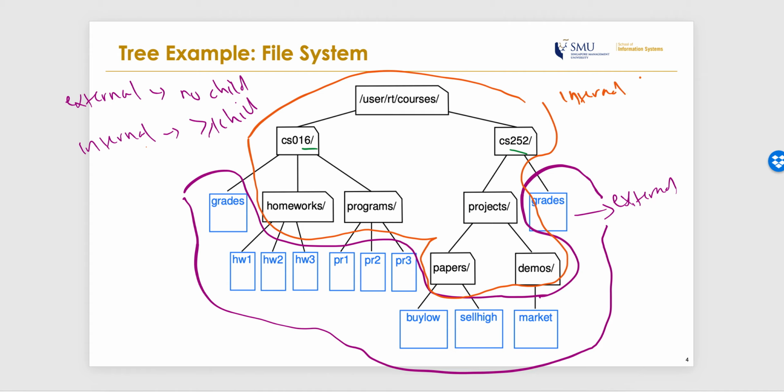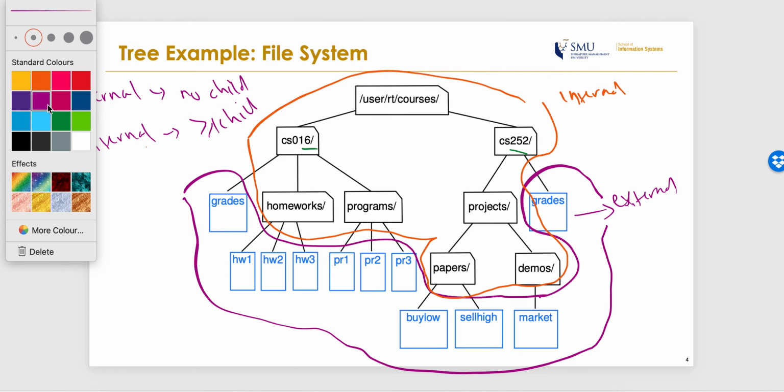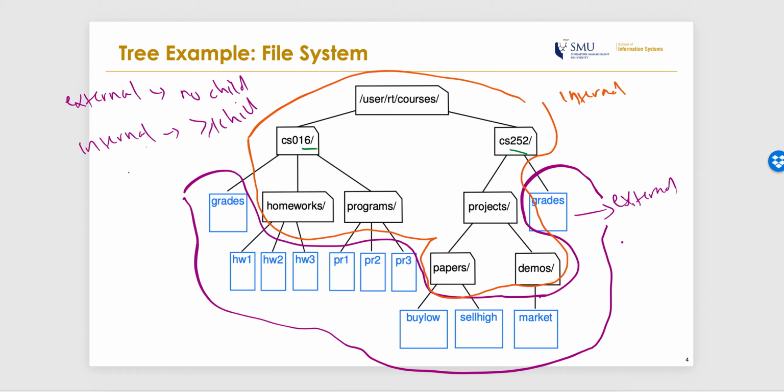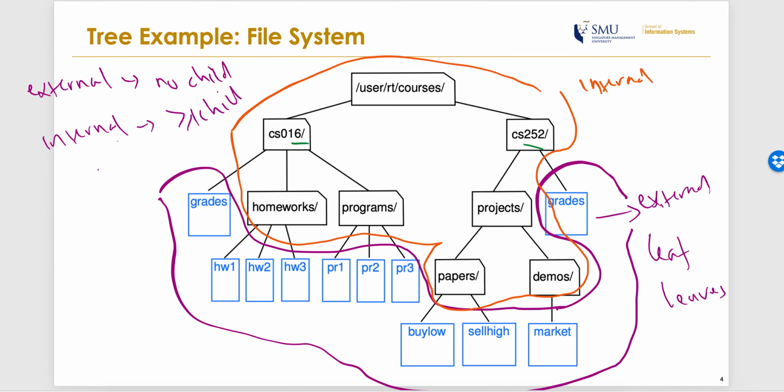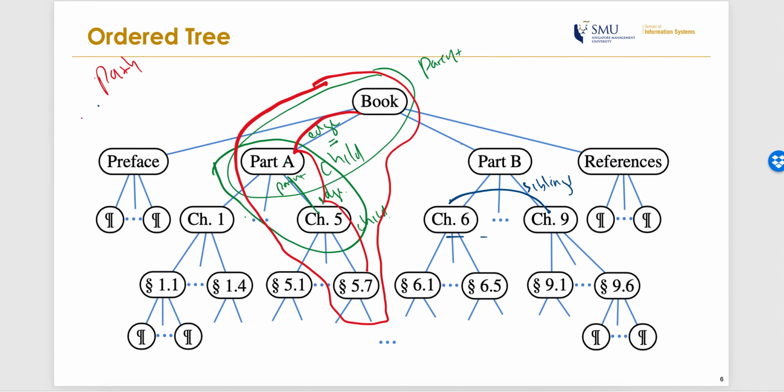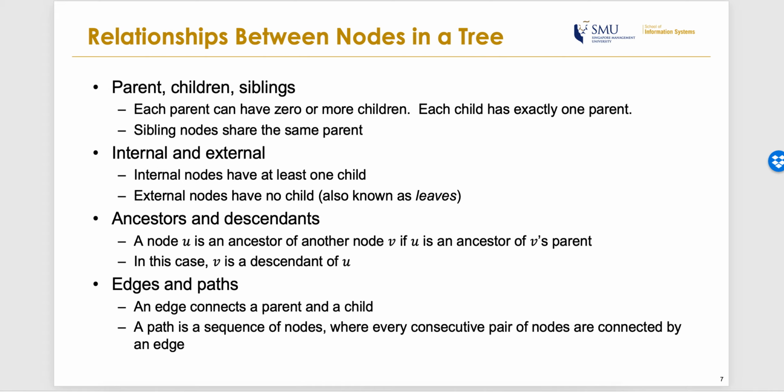Right? Okay, so now sometimes we also call the external nodes leaf nodes. So external nodes are also called leaves, individual leaf, plural leaves, right? Okay, so these are some of the important concepts with regards to the tree structure. Maybe just one last thing here.